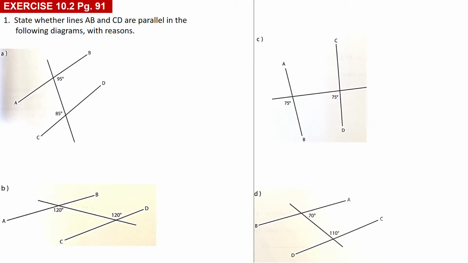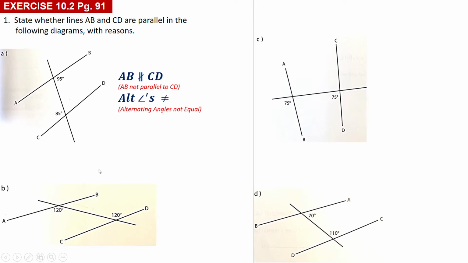Alright, my first question says state whether the two lines are parallel and give a reason why they are parallel. Okay, so the first one, if these two lines are parallel and these two angles are alternating to each other, so that's the N or the Z, it means that they should be equal to each other and they're not, right? That should be 95 or that should be 85, but they need to be equal to each other. So I know that the lines aren't parallel. AB is not parallel to CD. Reason, because the alternating angles are not equal.